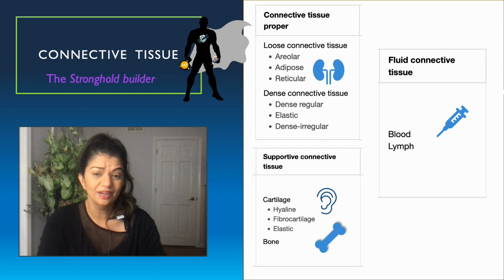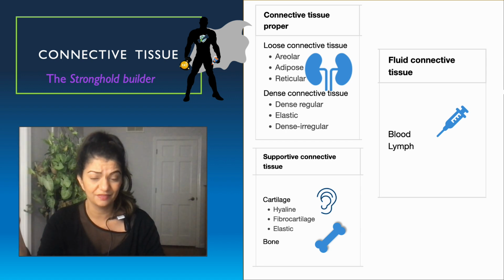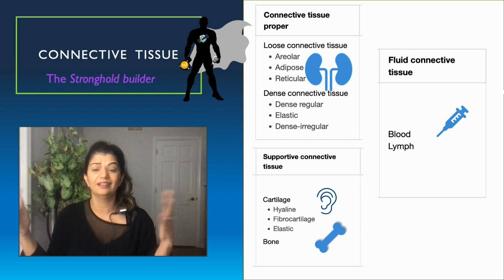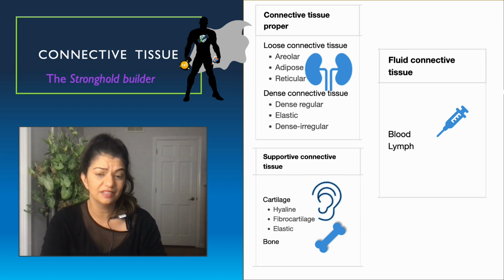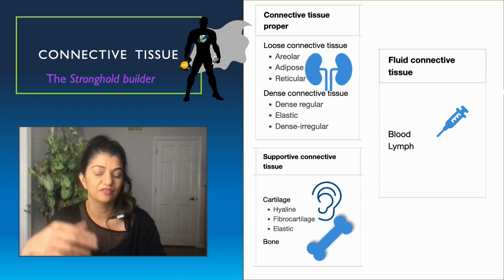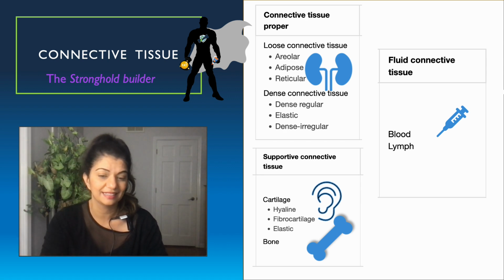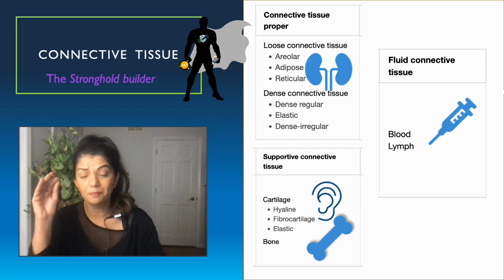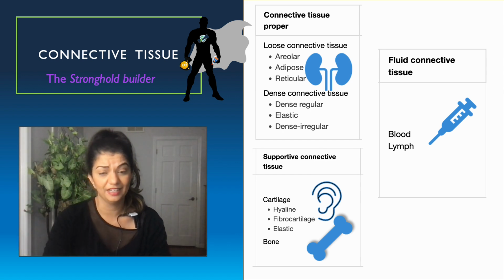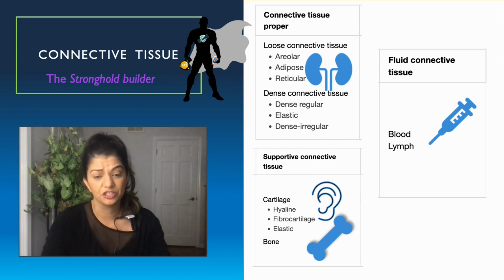And this has two subcategories, and the first one's going to be areolar, adipose, and reticular. And then the other subcategory is your dense connective tissue, and this is going to be dense regular, dense irregular, and then elastic. So the second category we have is supportive connective tissue, and this is going to be more like cartilage type, right? You've got your hyaline cartilage, fibrocartilage, and elastic, but it's also going to include bone naturally. And then we've got fluid connective tissue. This is the one people often forget. This is going to be your blood and lymphatic system, and it has more to do with transportation.